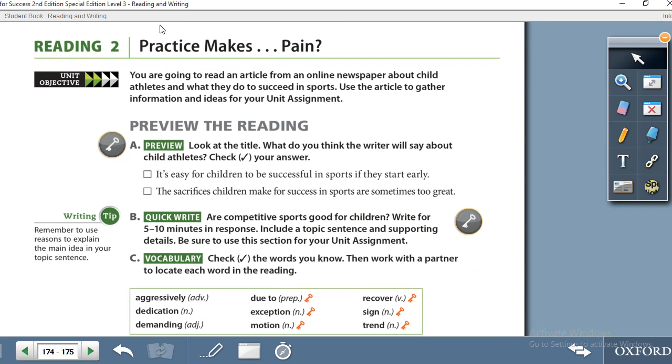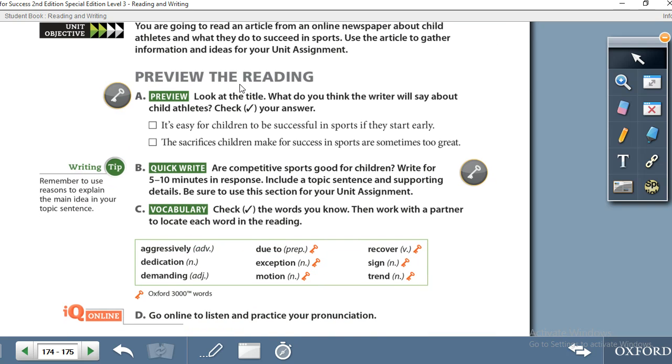Reading 2, Pain Makes Perfect. You are going to read an article from an online newspaper about child athletes and what they do to succeed in sports. Use the article to gather information and ideas for your unit assignment. Exercise A, preview the reading. So basically exercise A, B and C you are going to do after reading 2.